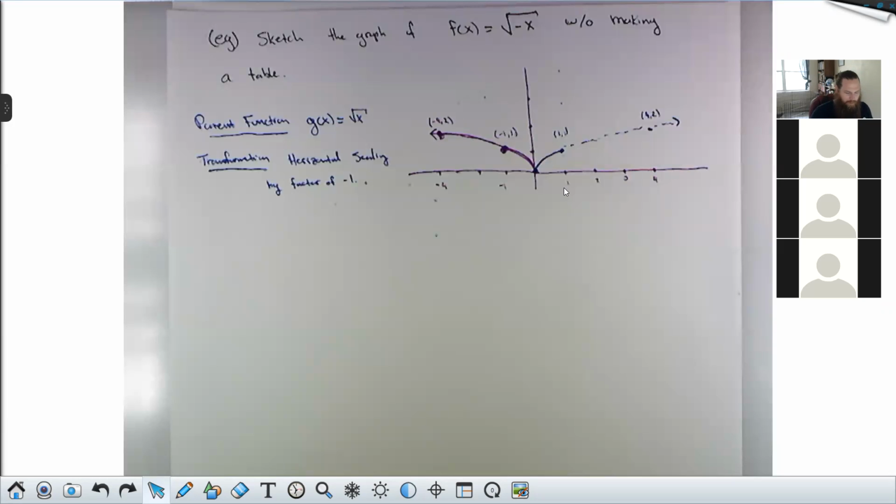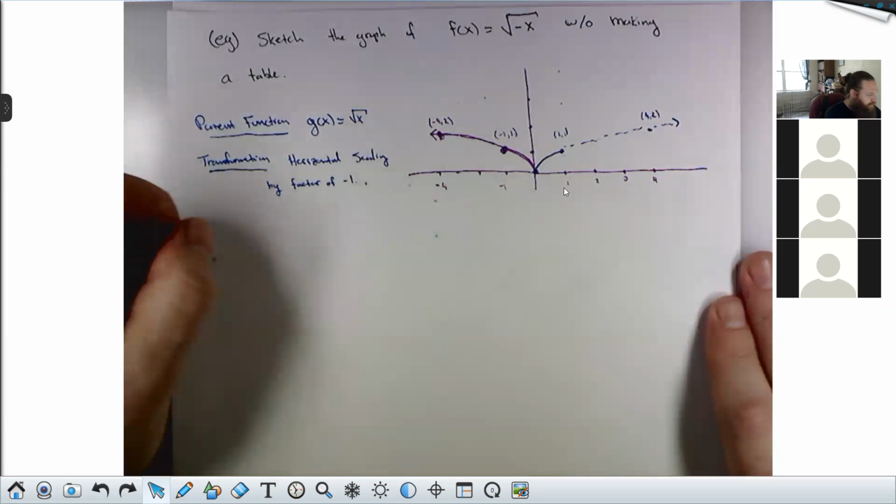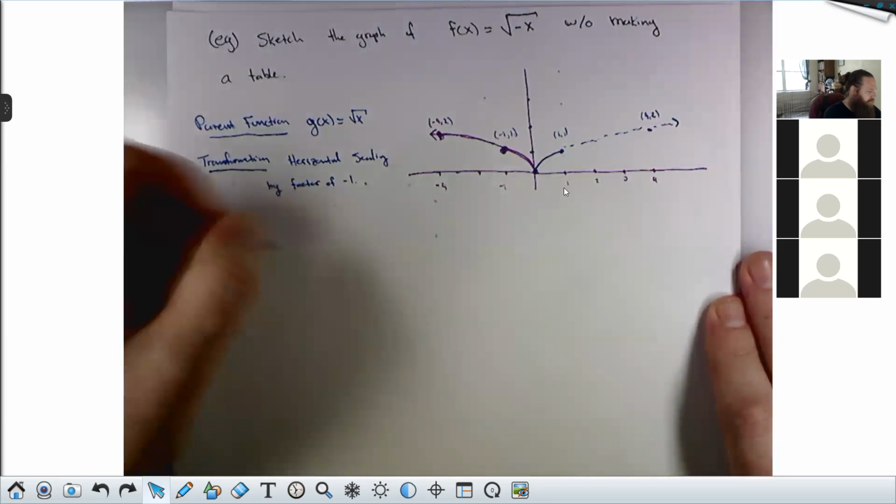The last thing we need to meet here is a vertical scaling. And we'll again do it through an example.